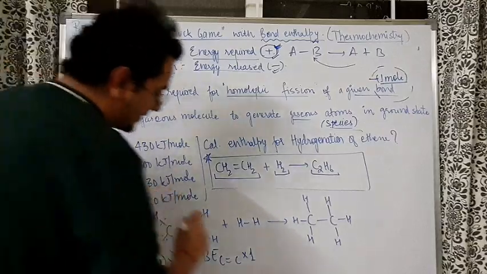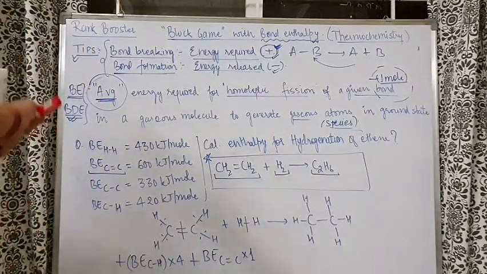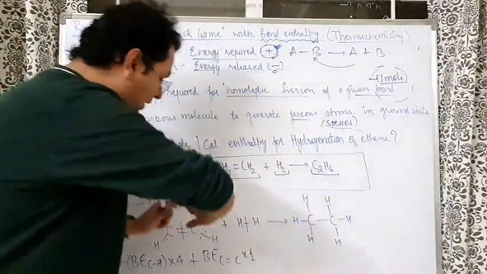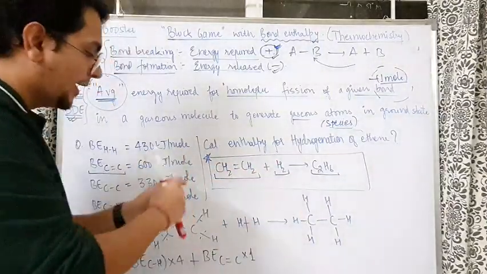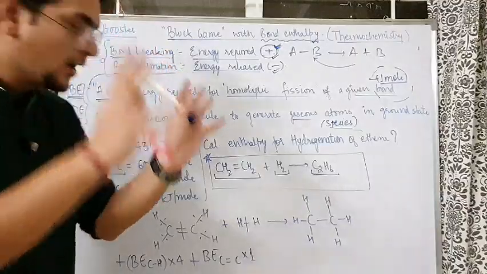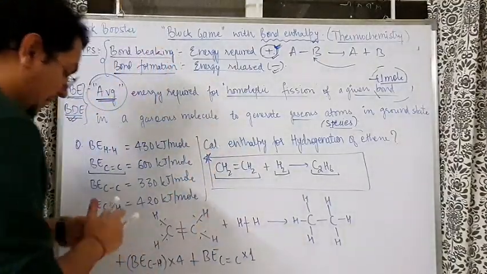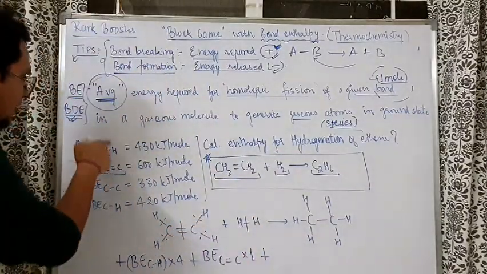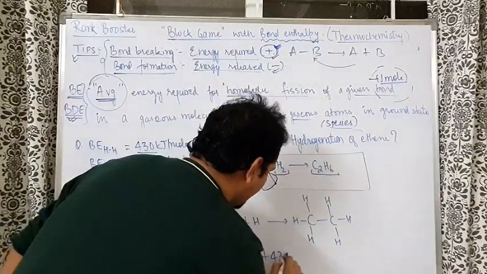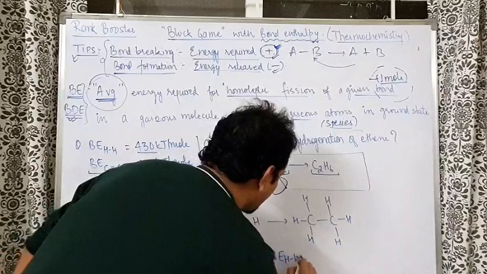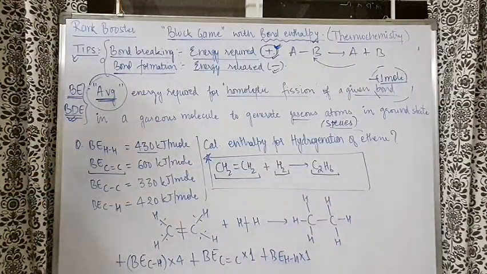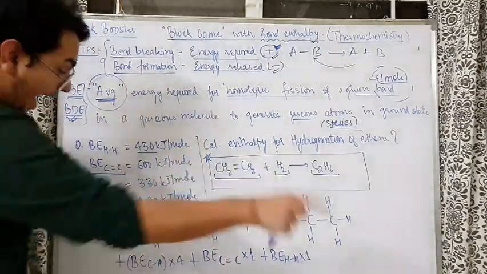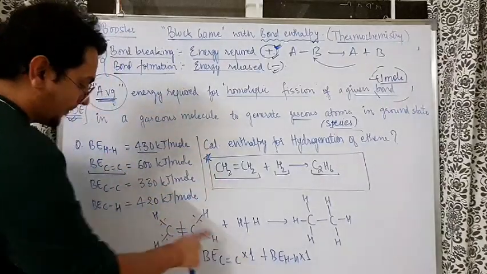Then we know now that HH will also break, because that's how the block game is. To make a new structure, I have to break the previous blocks completely into the most simplified atoms. I will require some energy, so plus, to break the HH bond. How much energy is required? 430. How many HH bonds broken? 1 bond broken. So I broke 4 CH bonds, so multiply with 4. I broke 1 C double bond C, so multiplied with 1, because 1 bond broken.